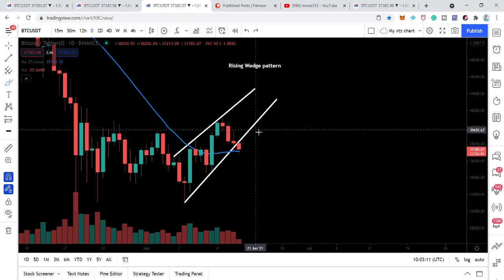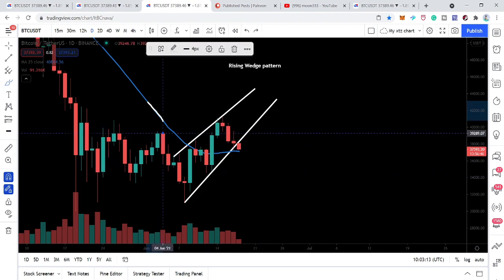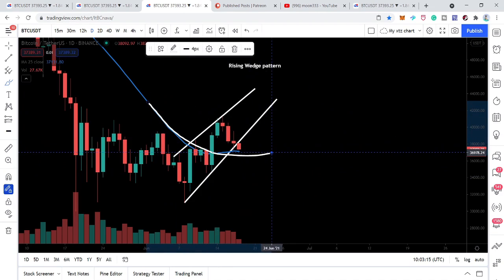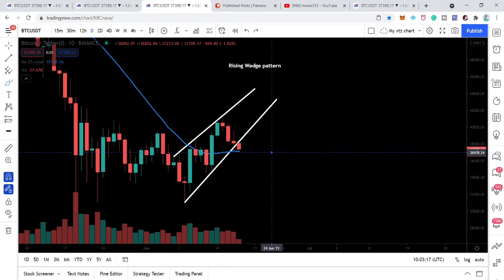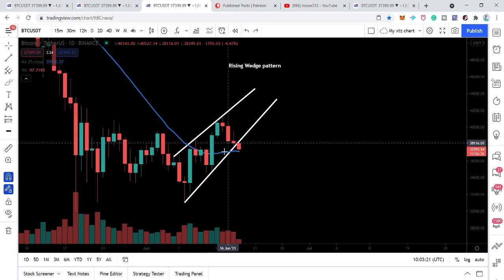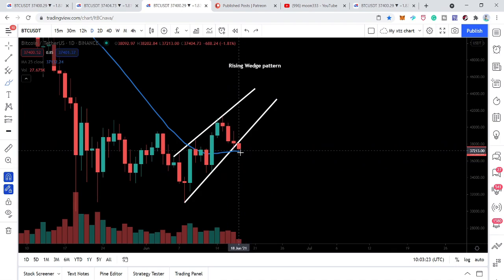Now here I told you in my previous video that we have this 25 simple moving average support this time. So if the price action will break down this support of the rising wedge, then we need this support to be broken down. And we can see at this time this 25 simple moving average, you can watch the value here, is at $37,131. Therefore, if we will have the daily closing below this level, then we can move more down.